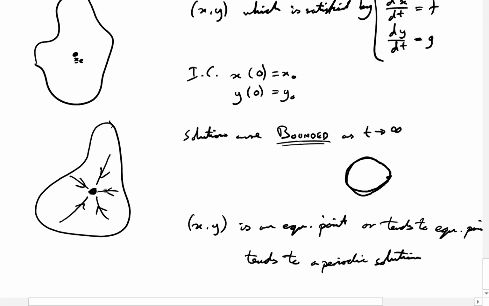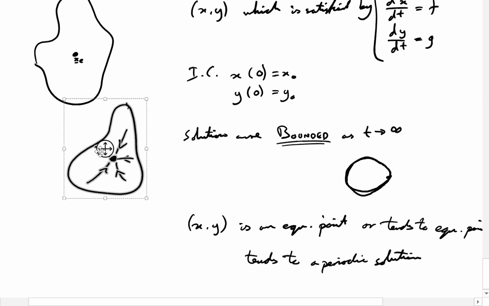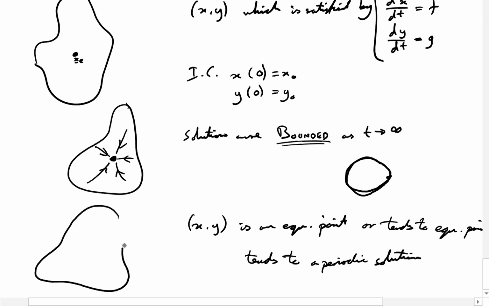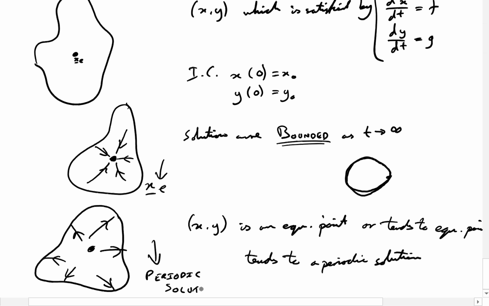The other option you can have is, because it's bounded, it tends towards our solution curve. Those are the two options. Either it tends towards our equilibrium point, or it tends towards our solution curve, and so it becomes a periodic solution. Hopefully you can see that, because it's a bounded solution curve, if it tends towards that, it basically becomes a periodic solution. It gets into that cycle.